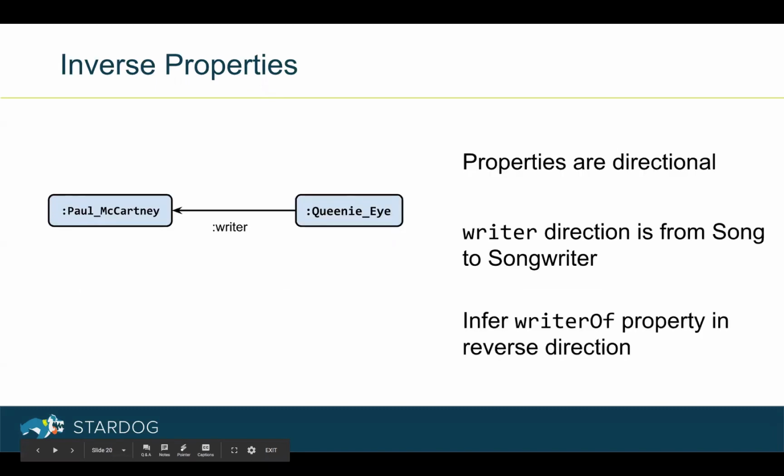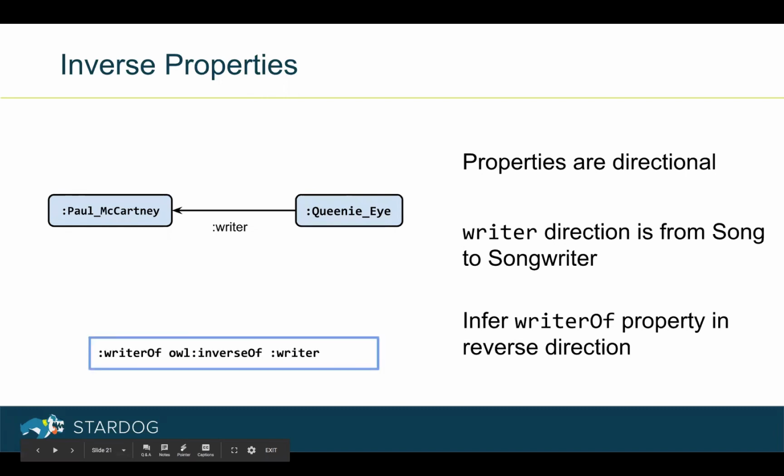A few examples of some property characteristics that can be defined using OWL. Say we have this writer property here. It obviously has a direction associated with it. In this case, Queenie I has a writer of Paul McCartney. OWL lets us define another property as an inverse to writer. In this case, we'll call it writer of. By using a reasoner, it will allow us to take the existing relationship that we see here and infer a relationship going in the other direction without, again, having to be explicit about it.